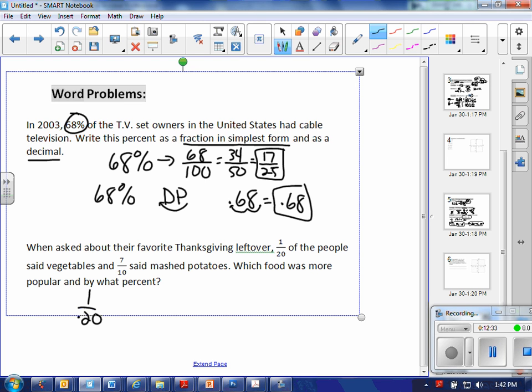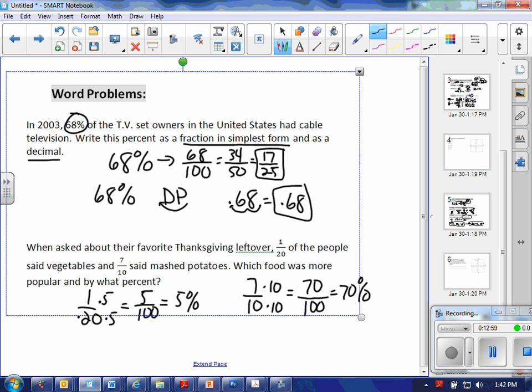So I could change this bottom by multiplying it by 5 to 100, but I just have to do that to the top. So 1/20 now is changed to 5 over 100, which is equivalent to 5%. Same thing if you did 7/10. Well, that's pretty easy to change to 100. Multiply the 10 by 10, do the same thing to the top. You would get 70 out of 100, which is equivalent to 70%. It says which food was more popular and by what percent? Obviously, the mashed potatoes were more popular by what percent? 70 minus 5 is equal to 65% difference.